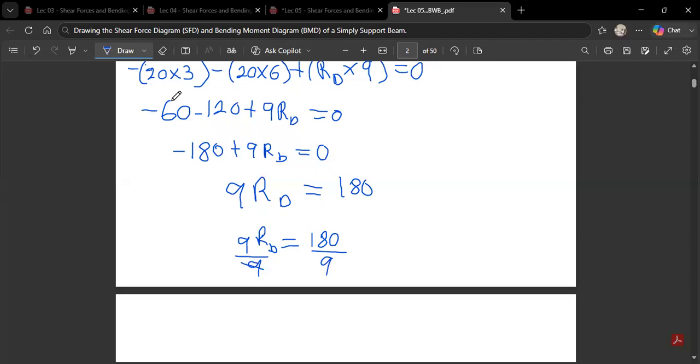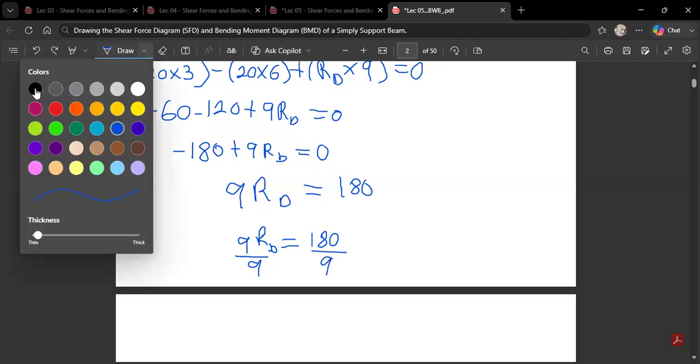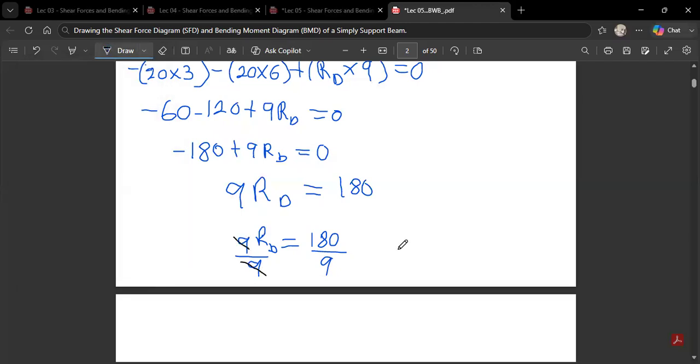Better still, let me use a different color pen. You realize that this 9 will take care of this 9. And finally, we can say that we are going to get our RD to be equal to 20 kilonewton. So you know that the reaction at D is equal to 20 kilonewton. As simple as that. As simple as ABC.